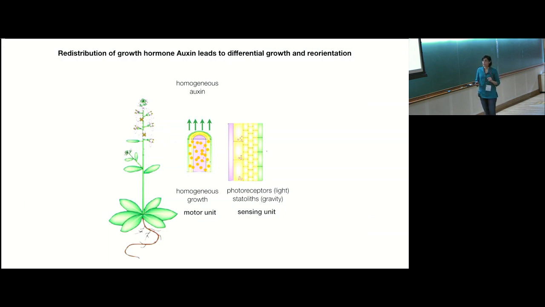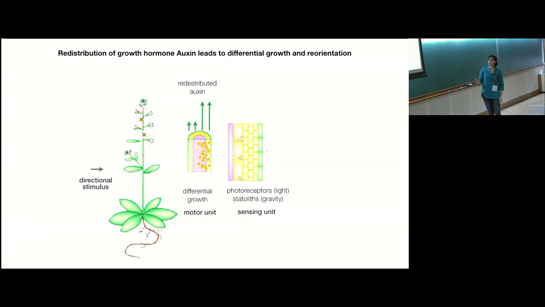Okay, so what happens now? I just want to finish this line of thought. You have basically Auxin, which is homogeneous, and you grow straight up. And here are the sensors, of course. Also, photoreceptors are on this side if we're talking about phototropism. Now, if I put some signal from the side, whether it's tilting the plant, or light or whatever, what happens is that Auxin is redistributed to one side.